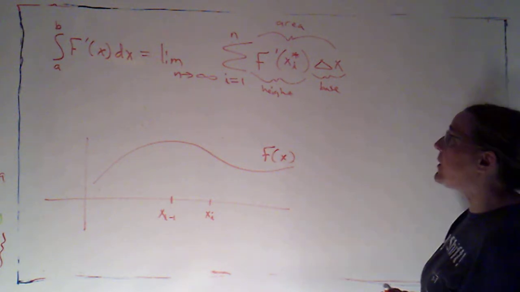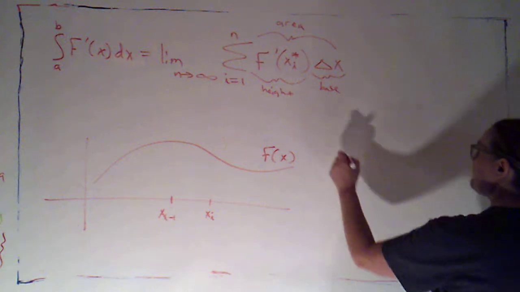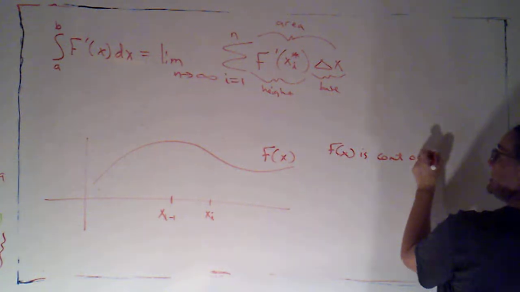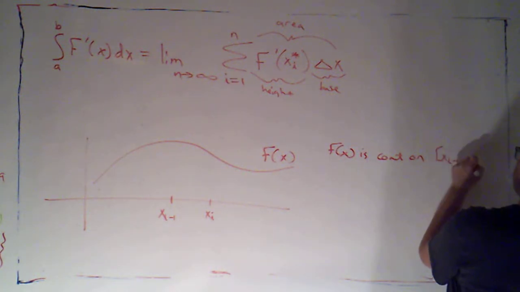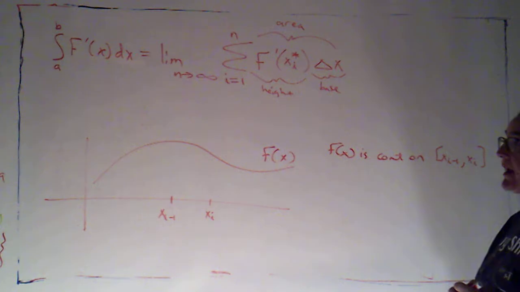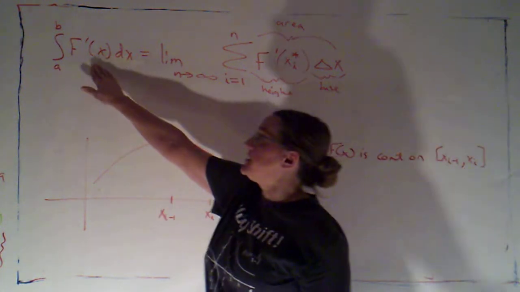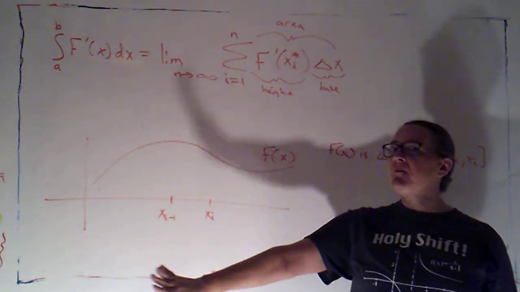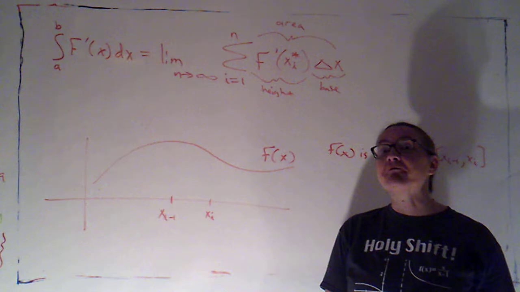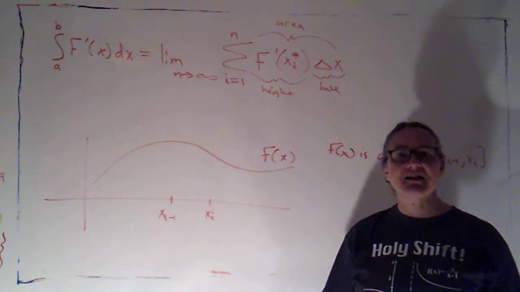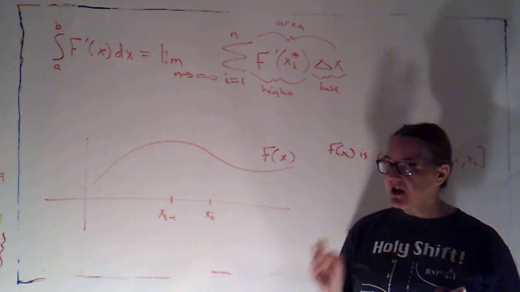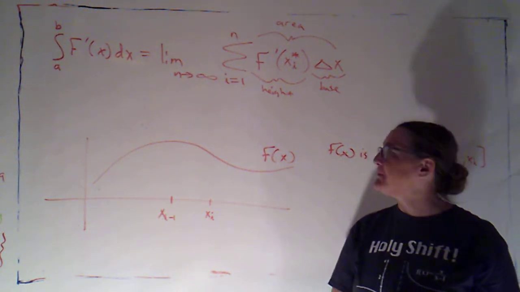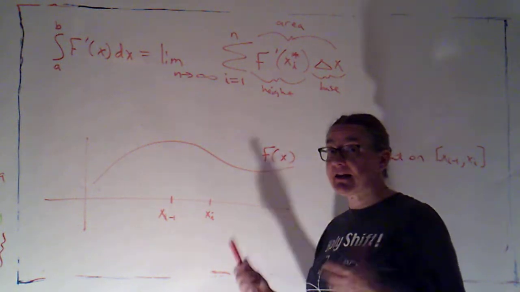So, I'm going to observe that F of x is continuous on the interval from x sub i minus 1 to x sub i. Now I know that because it's differentiable, because I'm integrating its derivative. And we had a theorem way back when that said that if a function is differentiable, it has to be continuous. Doesn't work the other way. It can be continuous but not differentiable, and the absolute value function is the classic example of that. Okay. But if the derivative exists, it's continuous.